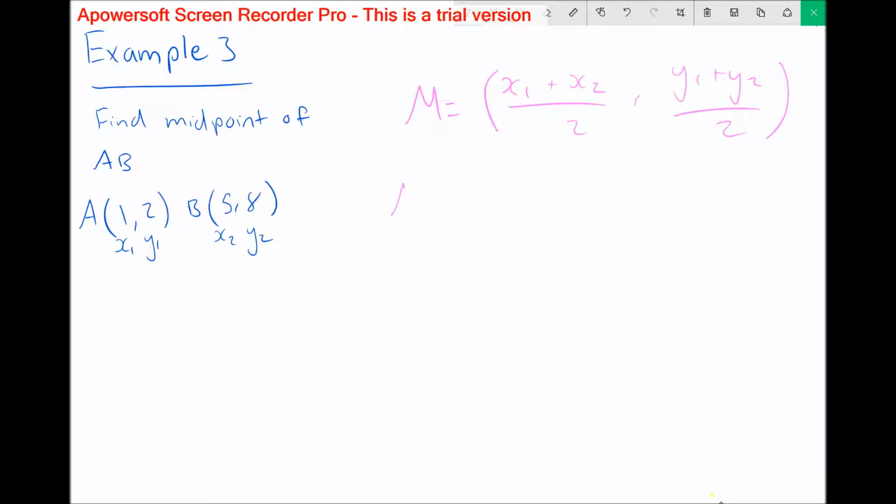This question requires us to find the midpoint of AB using the same coordinates. We label our x1, y1, x2, and y2 coordinates and state the midpoint formula. After stating the formula, we sub in our values and simplify to get a value for x of 3 and a value for y of 5.